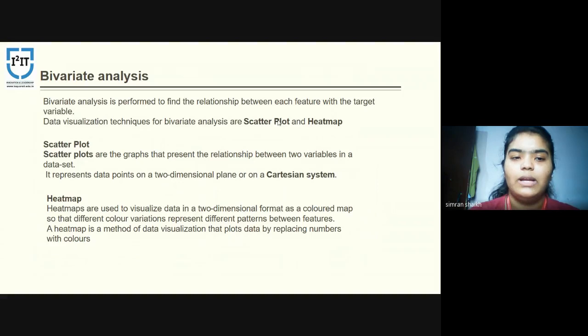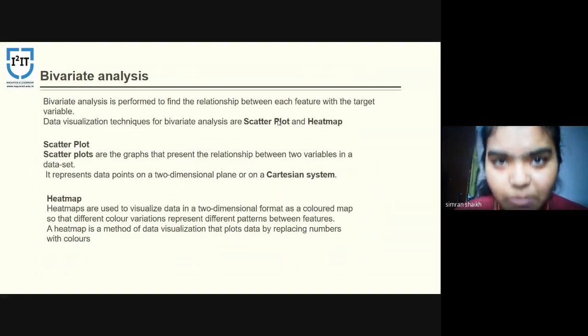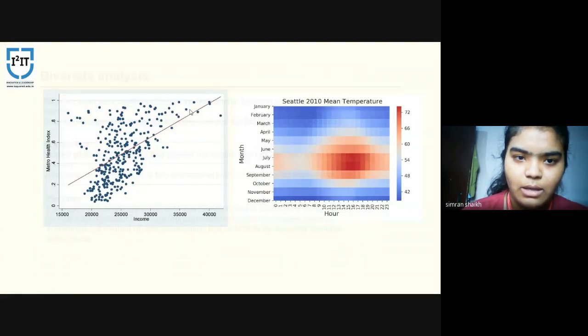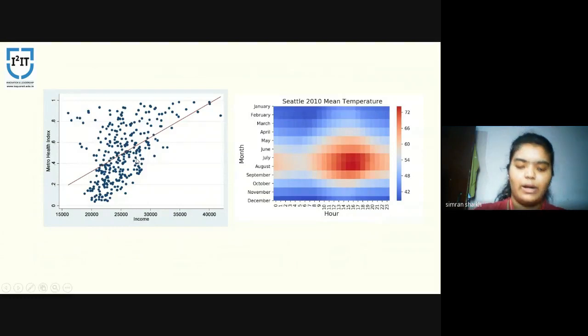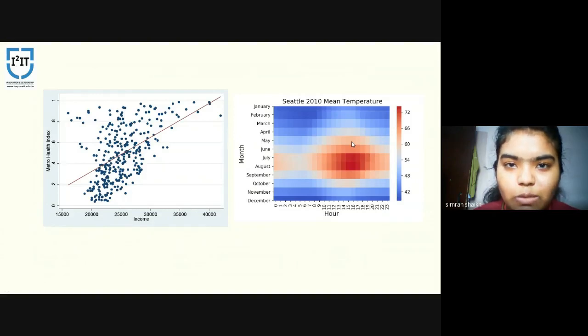Now, what are heat maps? It's a two-dimensional format as a colored map. The different color variations represent different values. As I told you, the darker the color, the higher the value will be. So let's see what it looks like. This is the scatter plot diagram, and this is the heat map. As I told you, we also used a heat map in our correlation program.